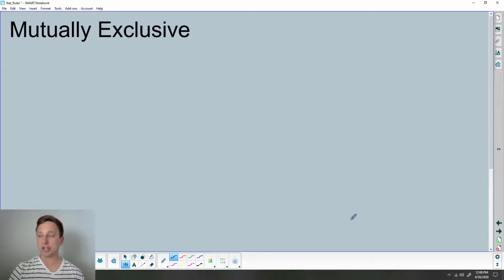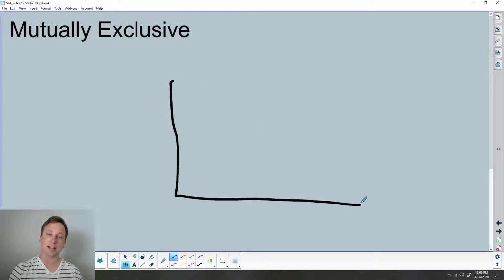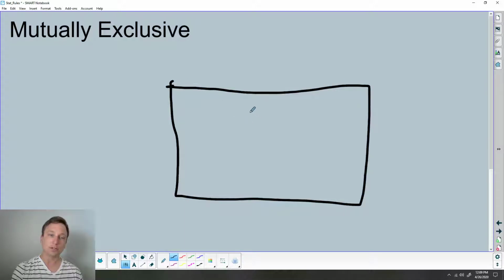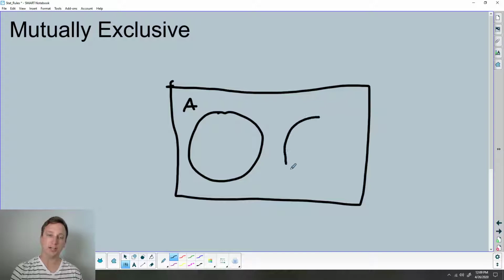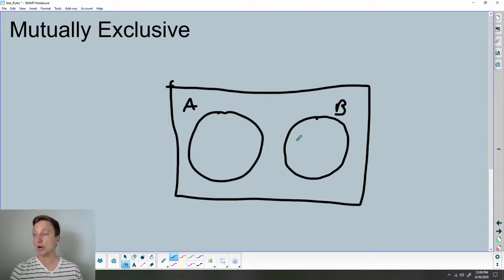These are events that share nothing. They have nothing in common. So mutually exclusive events on a Venn diagram would look like this. Here's A, here's B. And why I bring this up is you notice there's no overlap here.